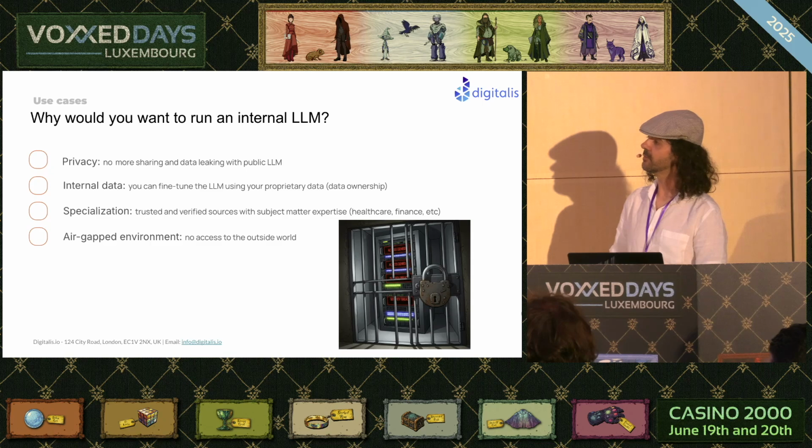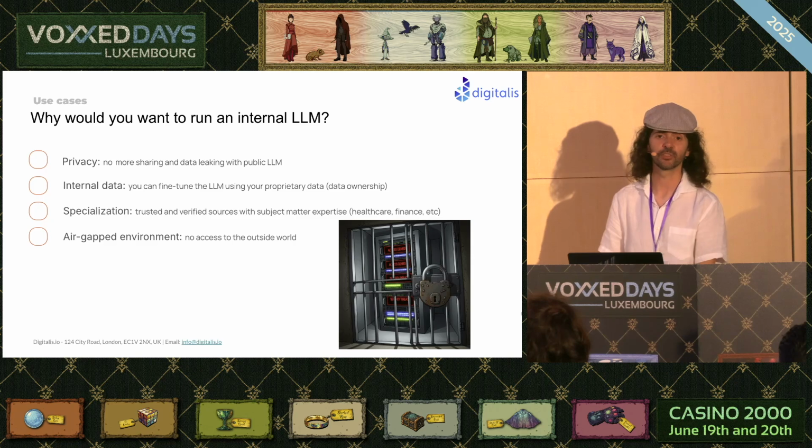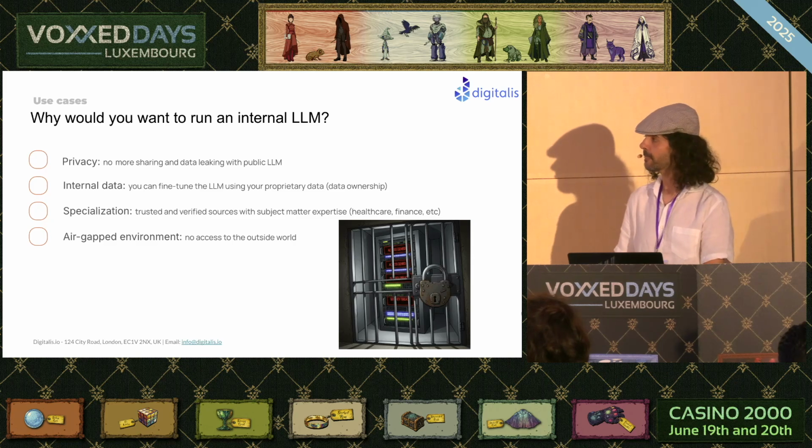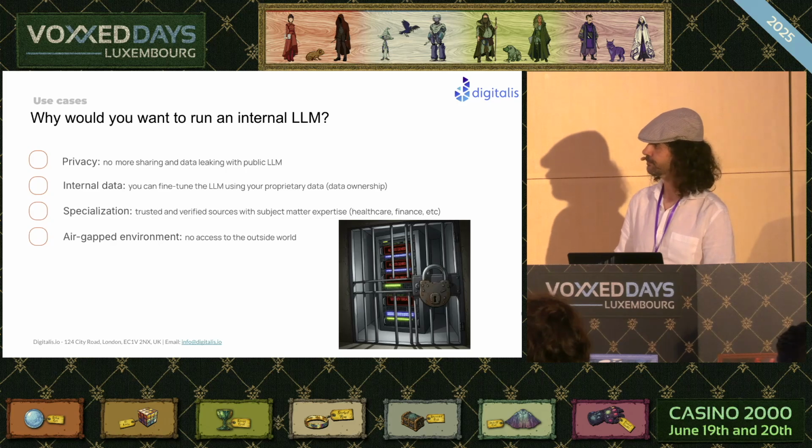And one of the most common scenarios we get is air-gapped environments. We work with a lot of banks and financial institutions that don't allow connectivity to the internet. So forget about using ChatGPT, Gemini, or any of those. That's not going to work. So that's why we need to deploy an internal LLM for them to use.